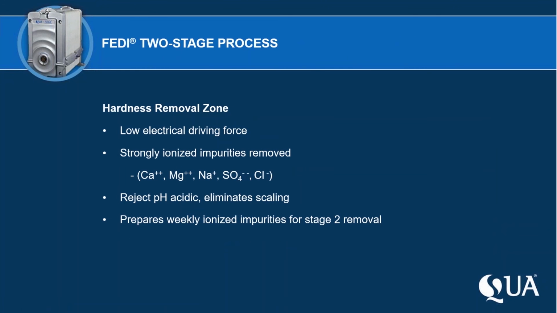So as I mentioned, the hardness zone, hardness removal zone, or I'll call it the working zone, we typically use a lower electrical driving force. And what that means is what I refer to as a higher current efficiency. So all these divalents and sodium chloride and some of the monovalents are removed. And also the reject pH is acidic. It eliminates the scaling potential, again giving the Fedi that higher tolerance for these divalents that come in. And it prepares the weakly ionized impurities for stage 2 removal.